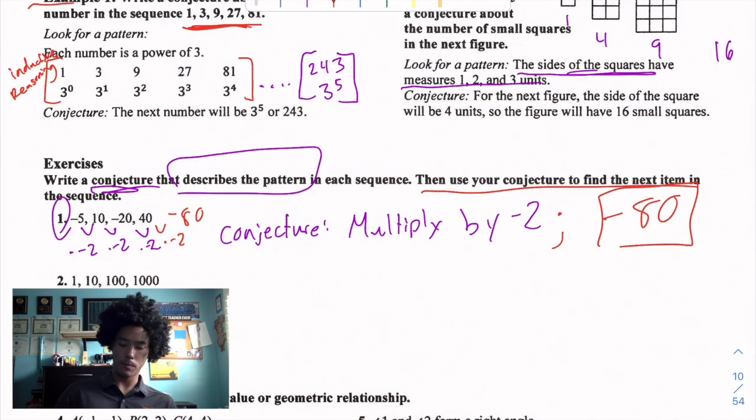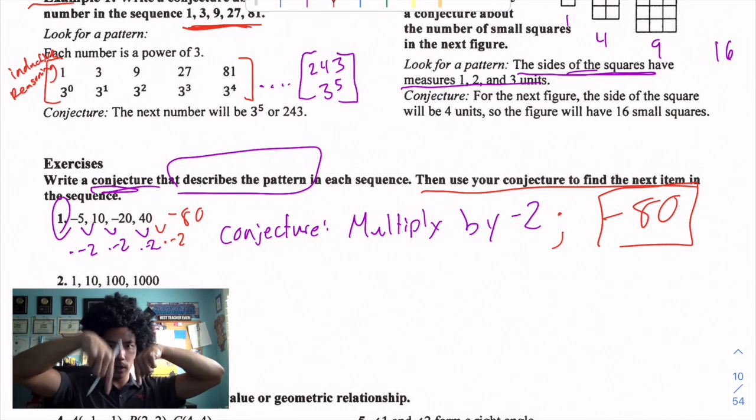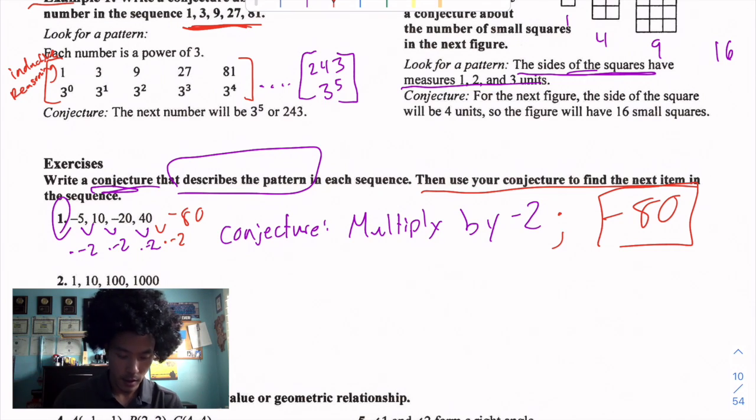Okay, pause the video here. Pause it, hit pause. Oh, don't pause it yet. Do 2 and 3. Okay, do 2 and 3. Now pause it. Alright, I'm pretending it's unpaused now.